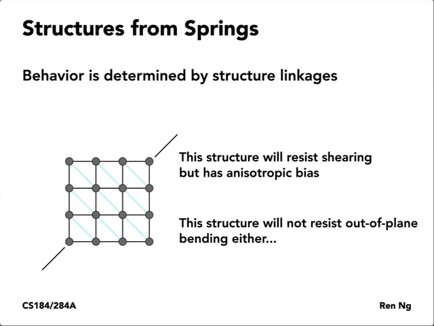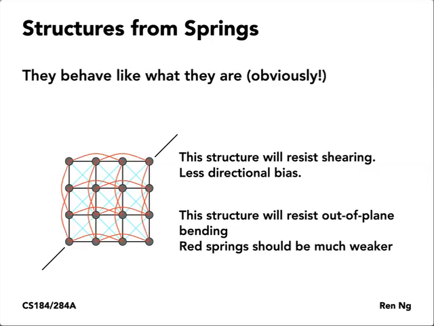You could try to reason about exactly what forces or dynamical transformations this one would allow that the next one doesn't. This one has less directional bias by increasing the symmetry and putting these two crosses here, which does resist shearing a lot better. This structure, however, will not resist out of plane bending either. So you can fold this piece of cloth up with no resistive force at all.